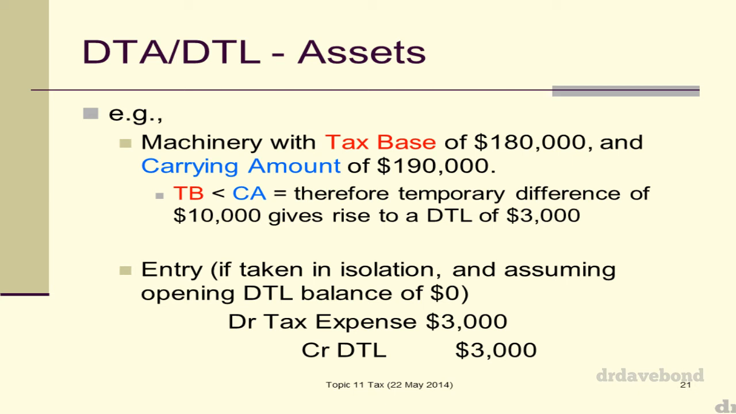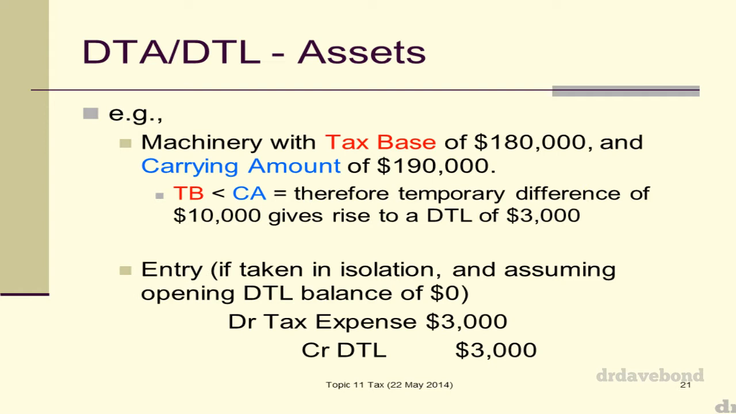So in this case with the machinery, let's have a look at this one in particular. That piece of machinery has a tax base of 180, a carrying amount of 190. We know it's a 10,000 difference. We don't need to really think about that too much. The tax base is less than the carrying amount. We have a deferred tax liability of $3,000.